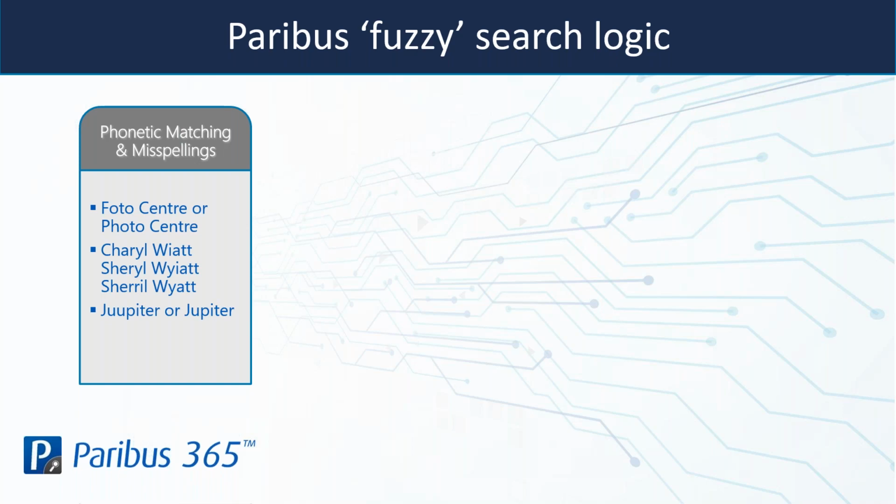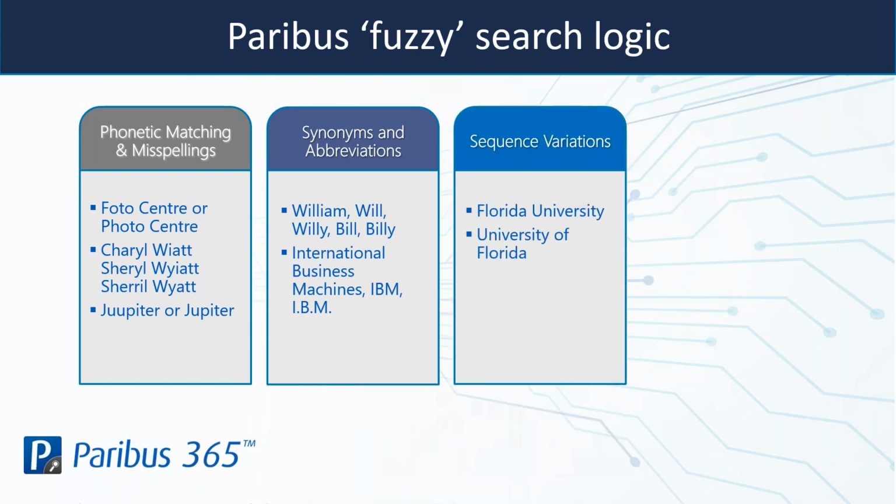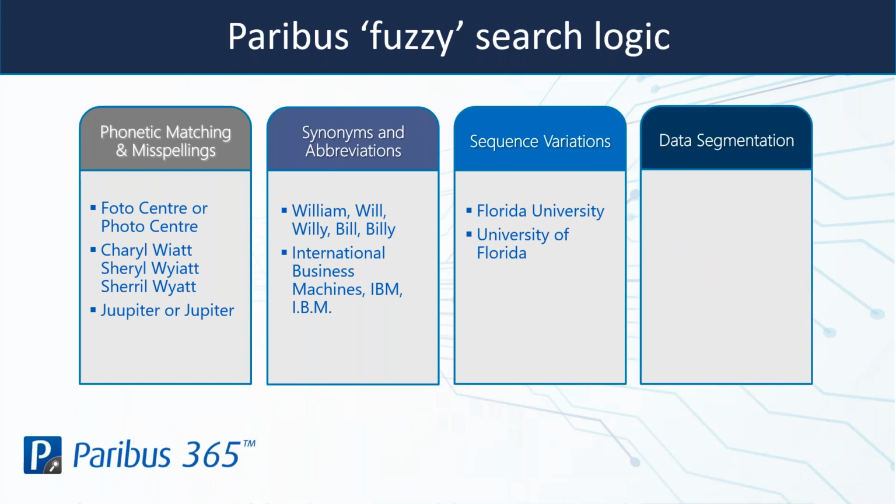So things like photo, whether it be an F or PH, Cheryl with an S, H or CH, and even Jupiter, if they're misspelled. Then you've got synonyms and abbreviations, right? So your Williams, Bills, Billies, IBMs, International Business Machines, things like that. Sequence variations are not going to matter: Florida University or Uni of Florida. And data segmentation won't matter, whether there's spaces, hyphens, underscores, if they're similar, Paribus will sniff those out as possible matching or duplicate records.